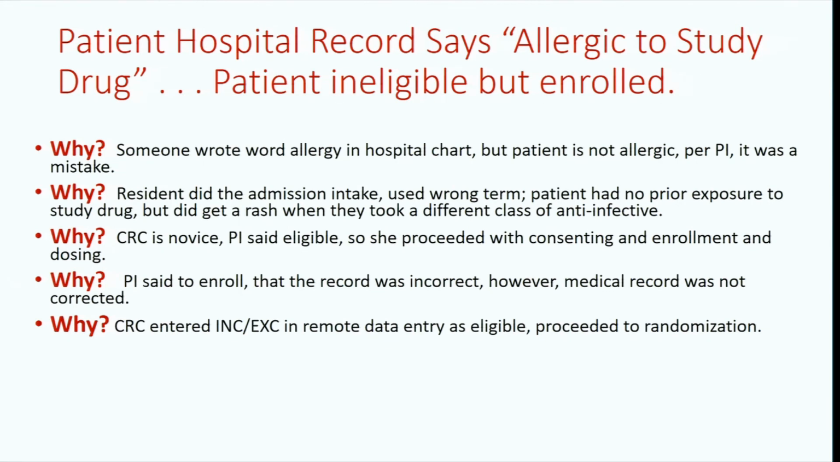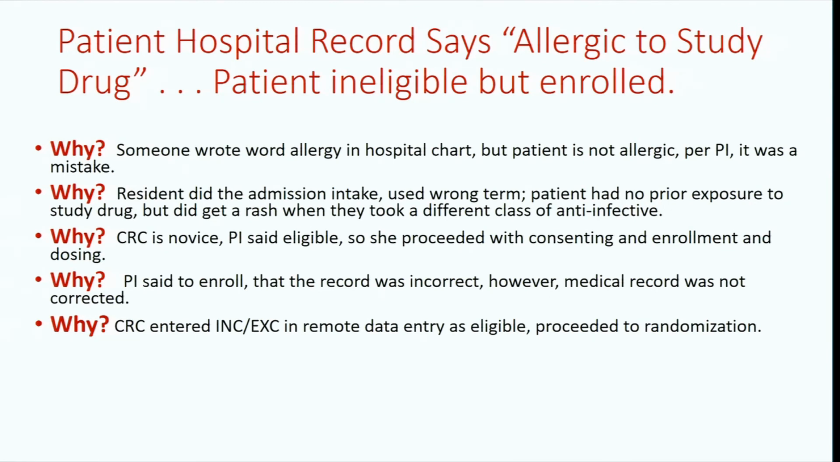Well, they say, well, somebody wrote the word allergy in the hospital chart, but the patient wasn't allergic according to the PI. They weren't allergic, so just ignore that. I know this patient, and they qualify for the study. Is that good enough? No. It was a mistake. Well, why did that happen?